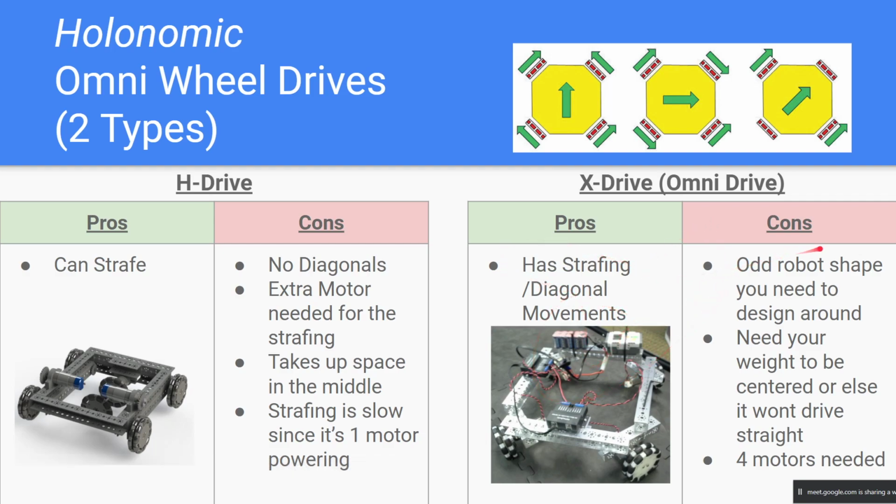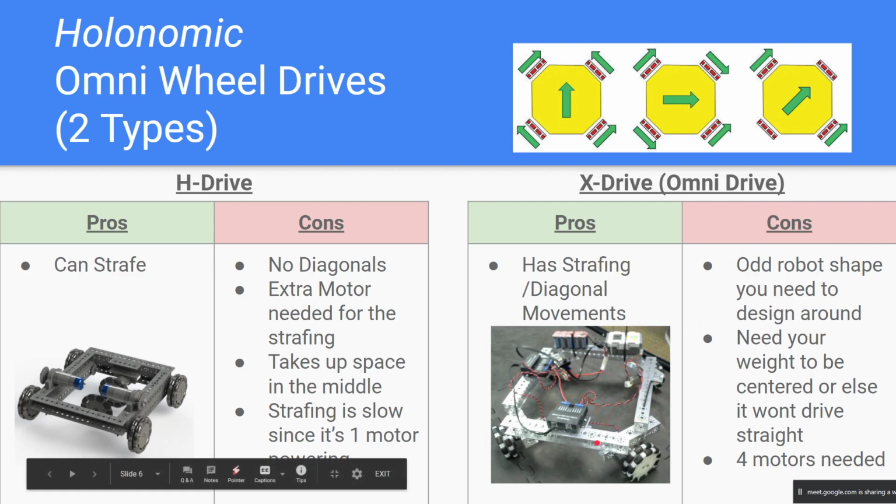The cons to this one is that it's a weird shape to work around. It's odd how your wheels are diagonal when usually they should be straight facing. So I think it's just a hassle to work your design around it. Also, there's a weight issue with this robot.